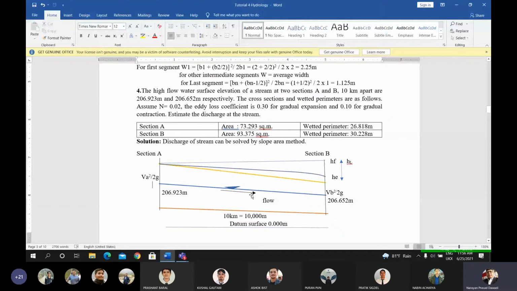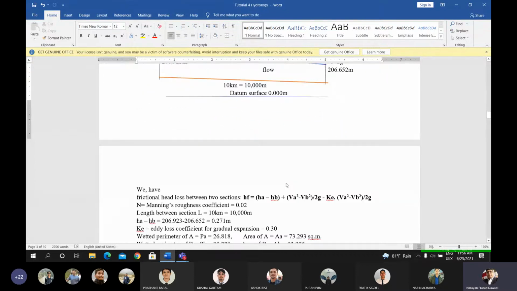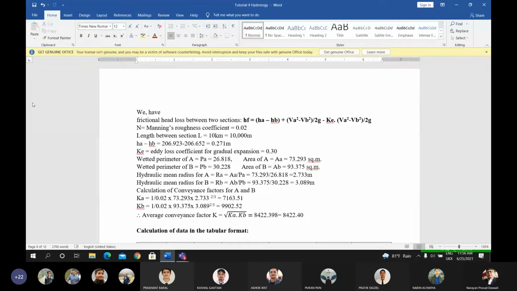Okay, and the HE is given. This is the HE, and the remaining will be the HF. Total head loss will be the HF plus HE: the head loss due to eddy loss, and the head loss due to friction loss. Okay, you can see here. Now we have the friction head loss between the two sections.